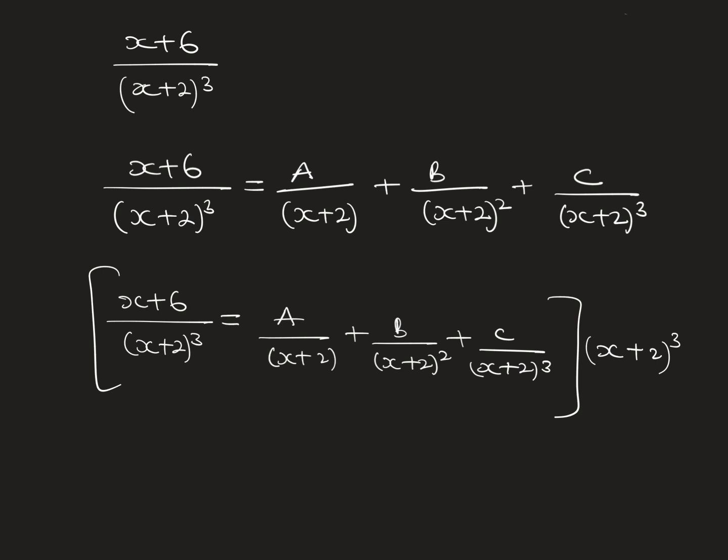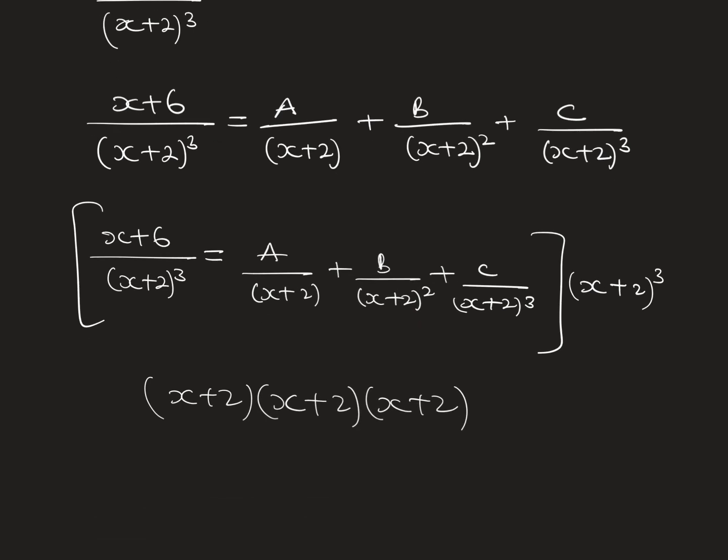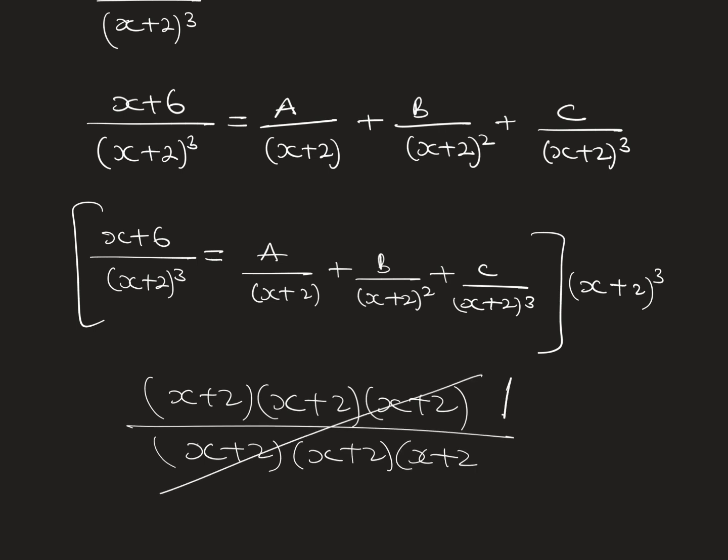So remember, (x + 2)^3 means multiplying x + 2 three times. This is the same as (x + 2) multiplied by (x + 2) multiplied by (x + 2). If you divide that by this again, which is also (x + 2)(x + 2)(x + 2), then that is just 1, all right? And therefore, 1 times x + 6 will give us x + 6.